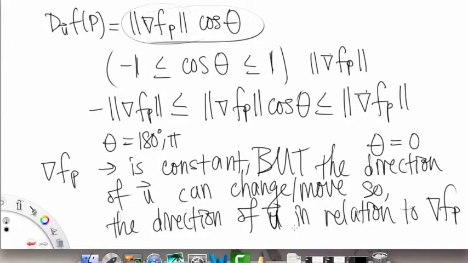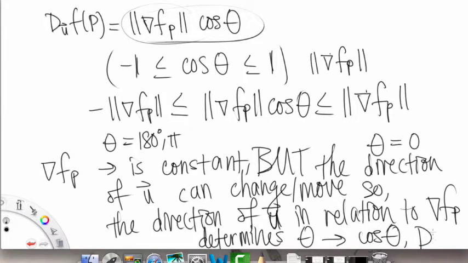So the direction of u in relation to our gradient determines the angle theta, which also determines our cosine of theta, which determines our directional derivative. I'll just put dd for directional derivative, okay? And I'll write our conclusions on the next slide.